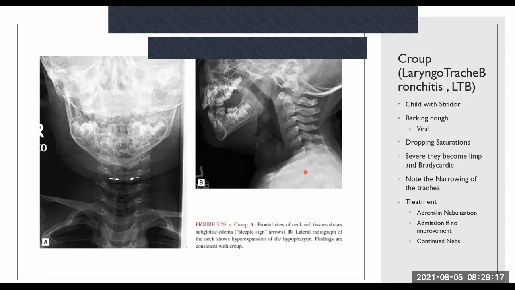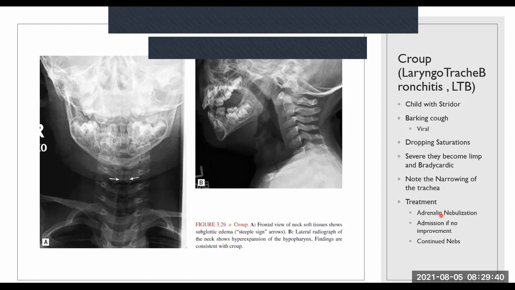So croup is not something to mess around with, okay? I wonder when all of you have kids as well, as soon as you hear there's a barking cough, yeah, I mean, don't rush them to ICU, but what I mean is get treatment as quickly as possible, right? So the question is, what is the treatment for croup? And the treatment is adrenaline nebulization, all right? That's it. You just nebulize them with adrenaline.